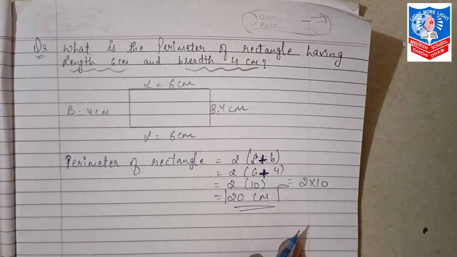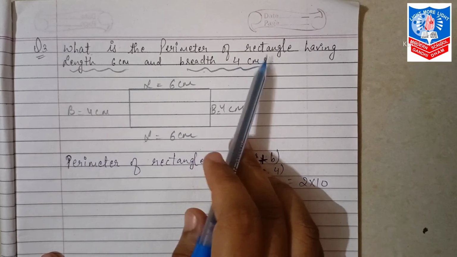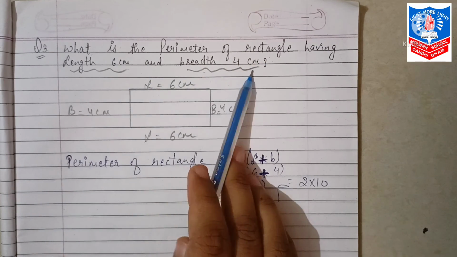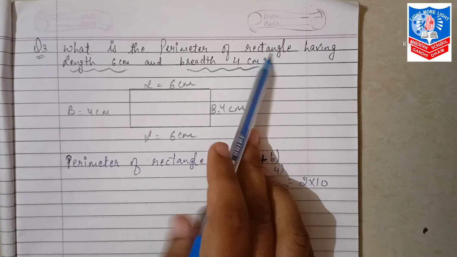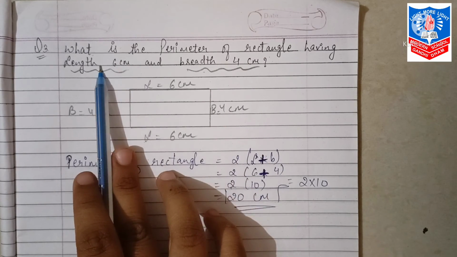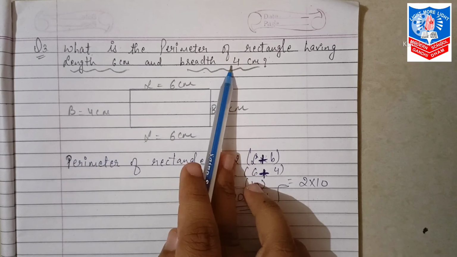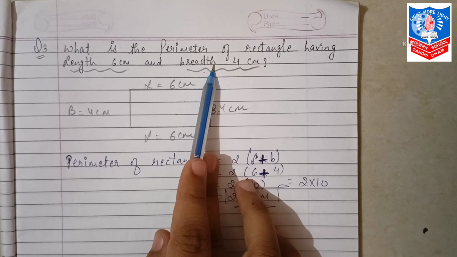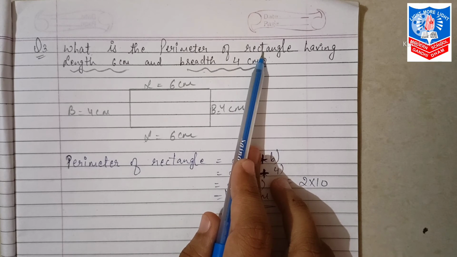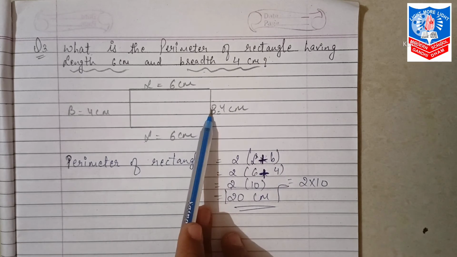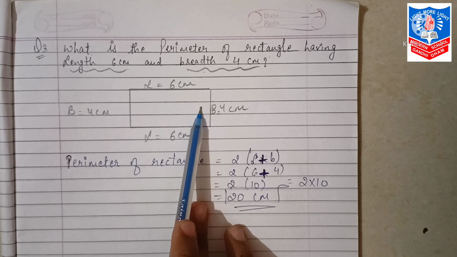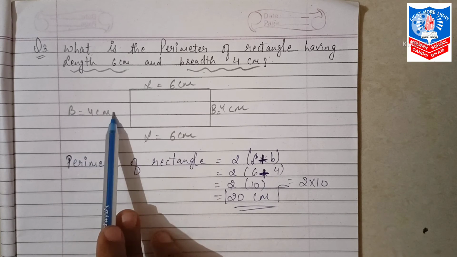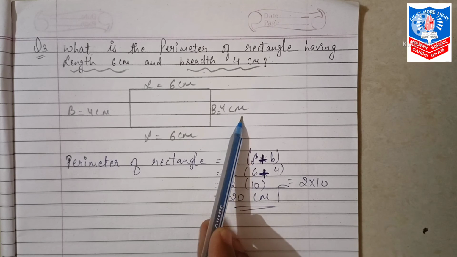The next. What is the perimeter of rectangle having length 6 centimeter and breadth 4 centimeter? Again, it is a rectangle. You can check with the centimeter of both length and breadth. आपके पास equal नहीं है, that means कि आपको rectangle ही find करना है. Okay, I have drawn a picture over here, sorry, shape over here. Length आपके पास है 6 centimeter and then breadth आपके पास दिया गया है 4 centimeter.